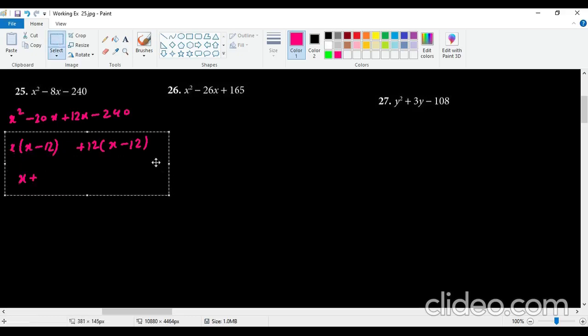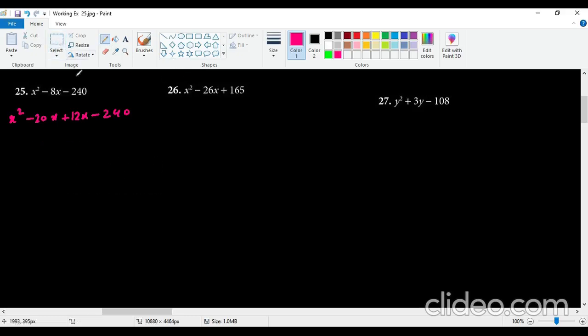Just rewrite the whole thing. x minus 20, copy down x minus 20 in the second bracket, and look at the third one. It is plus 12x. You already have x, so you'll just write a plus 12. So x plus 12 in one bracket and x minus 20 in another bracket.